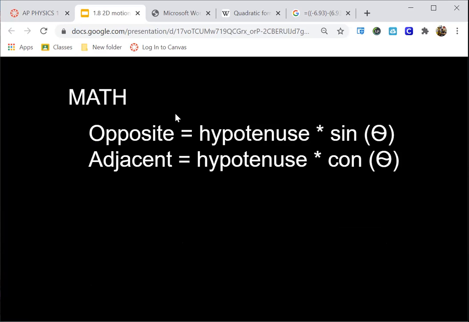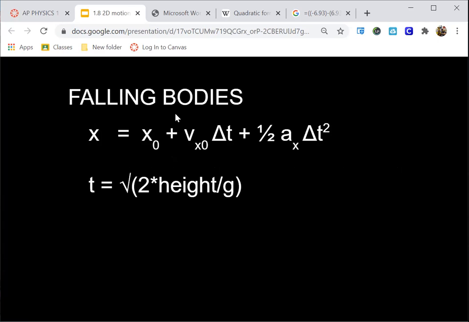One of the things we're going to need to realize or work with is sine and cosine. Our opposite equals hypotenuse times the sine of theta. This is for a right triangle. And adjacent equals hypotenuse times cosine theta. So anytime we have anything that is not vertical or horizontal, if anything is at an angle, we're going to follow those two equations.